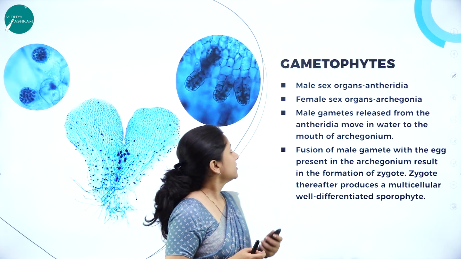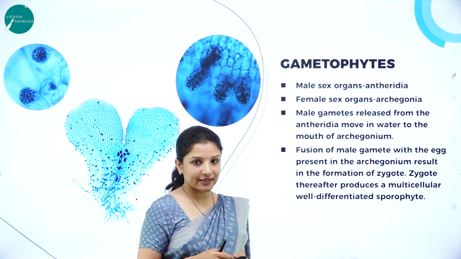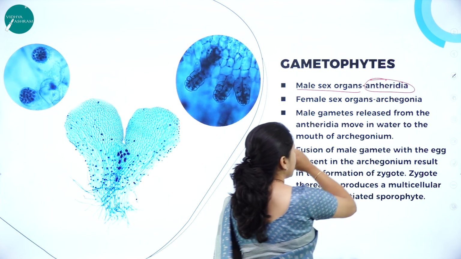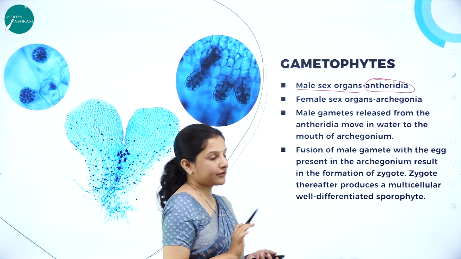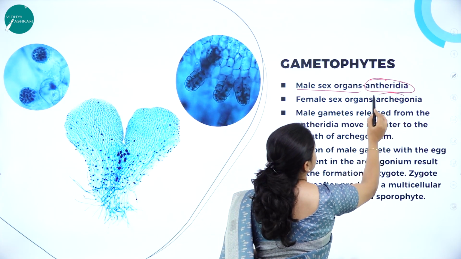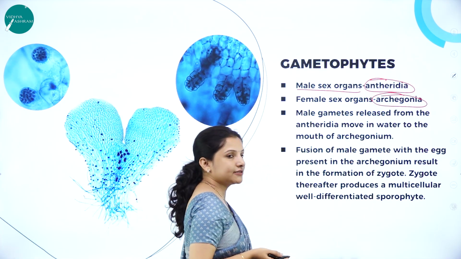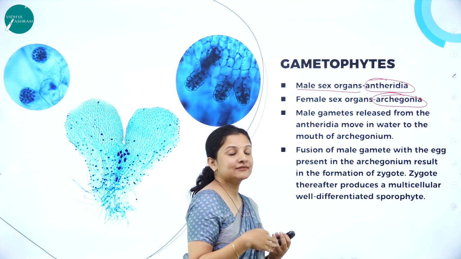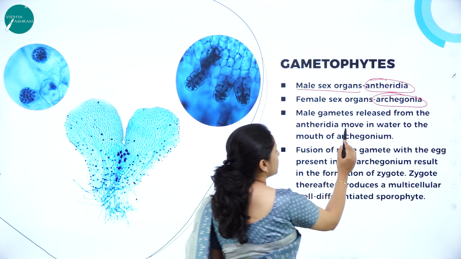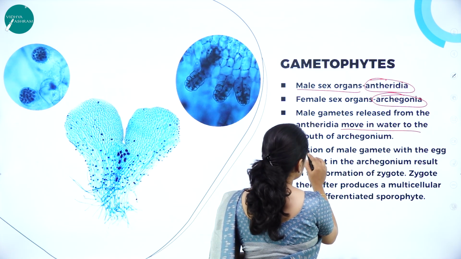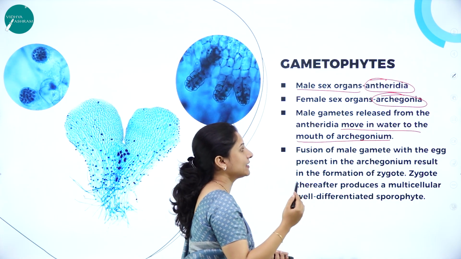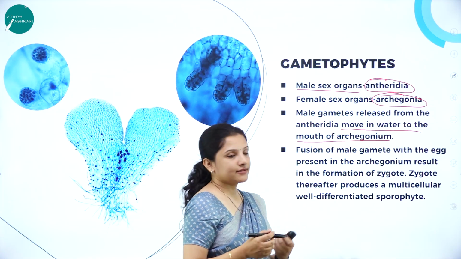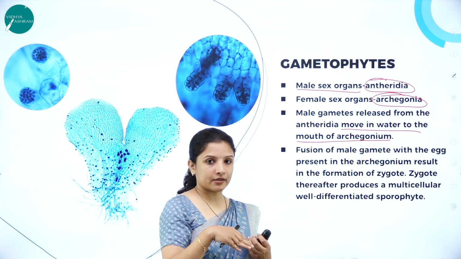Next, under the gametophytes, we'll talk about the sex organs. The male sex organ is called antheridia. Same thing in bryophytes, it was called antheridia, and the female sex organ is called archegonia. In bryophytes also it was called archegonia. The antheridia will release anthrozoids. Those anthrozoids will move in the water up to where? Until they reach the mouth of the archegonia, the female sex organ. Once it reaches the archegonium, it will enter into the archegonium.